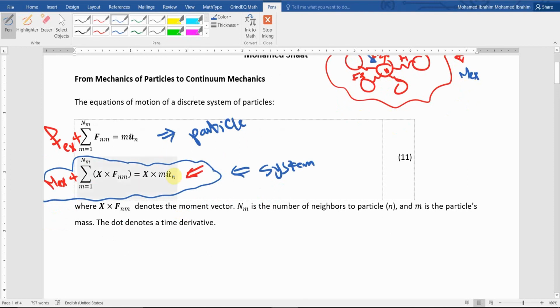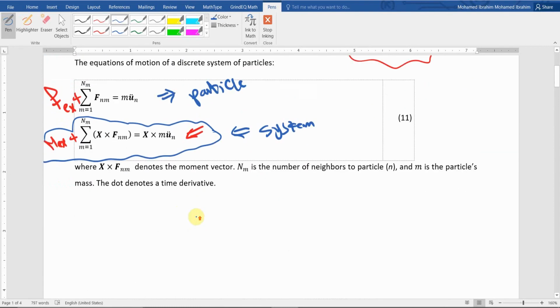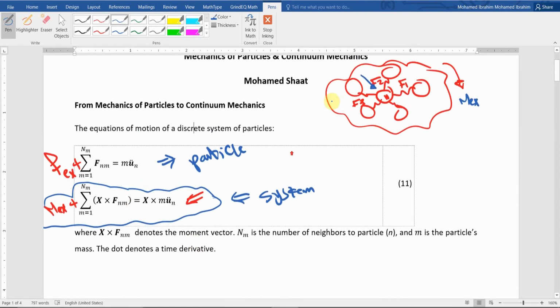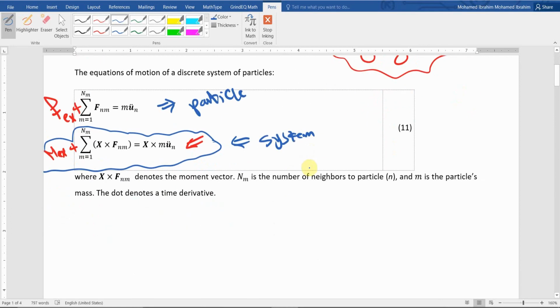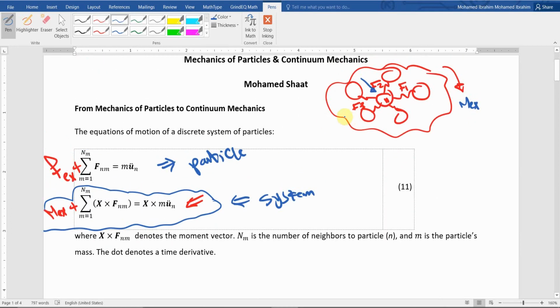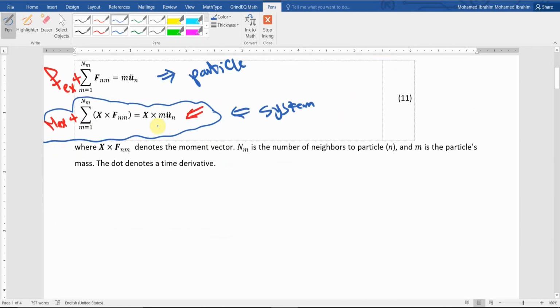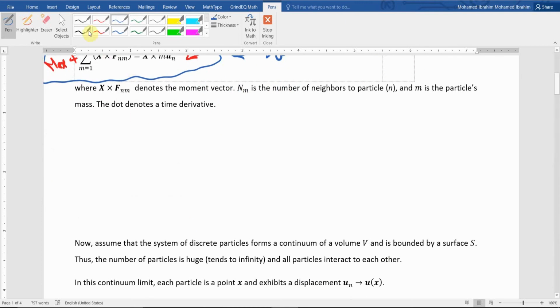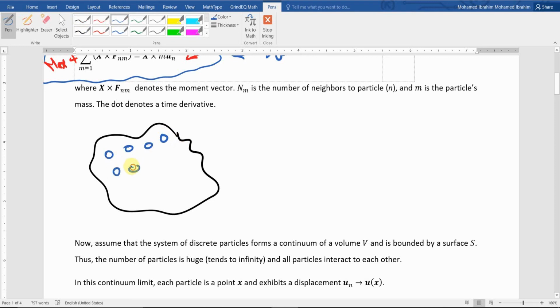So we're going to start from here, but now we're going to move to continuum mechanics. This is for the mechanics of particles. So now let us make it more general. How about if this discrete system of particles is huge, or the number of particles is so huge that in some way they form a continuum? Assume that we do have a continuum, and this continuum is definitely composed of so many particles, interacting together inside this continuum material.